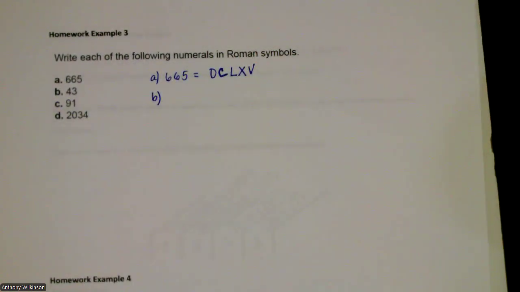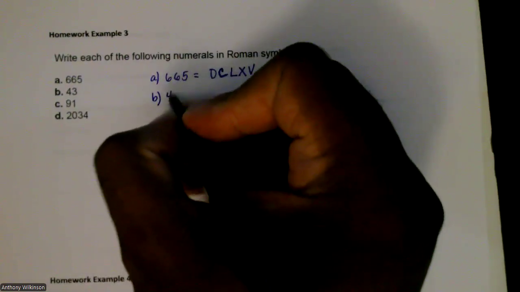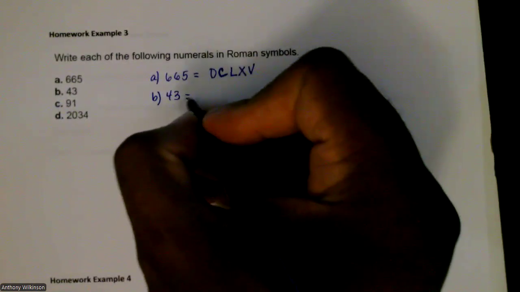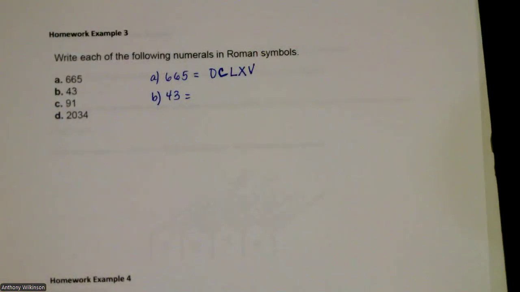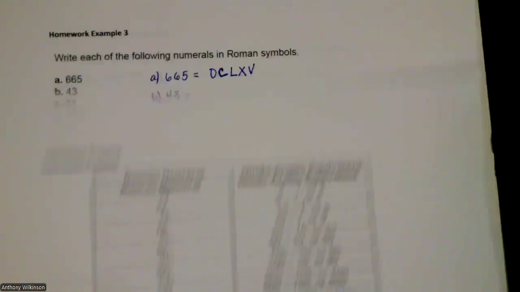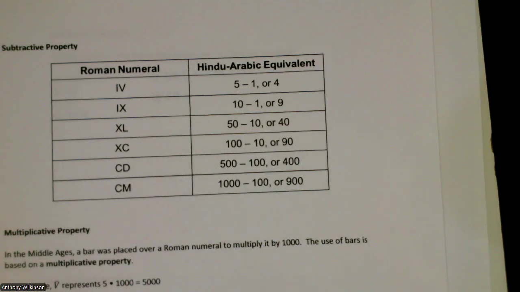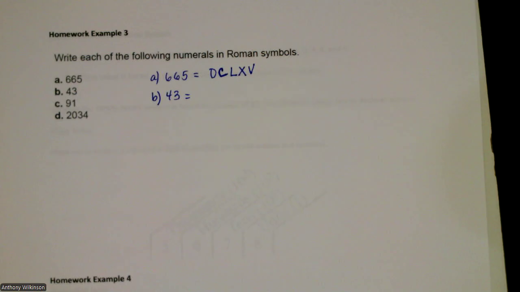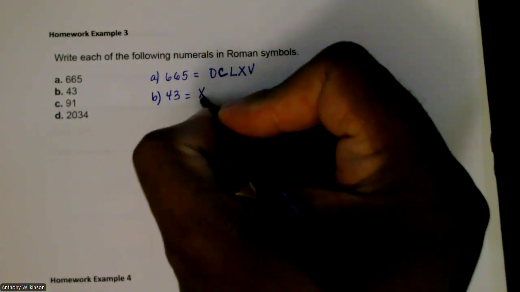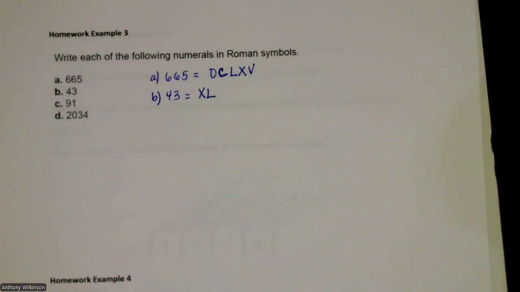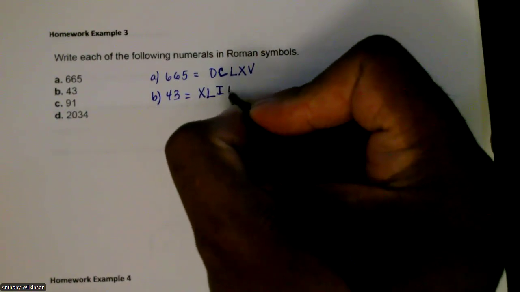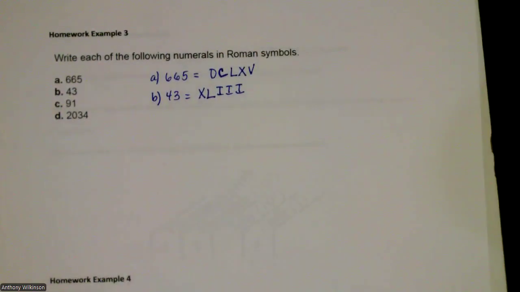Now, part B is 43. All right, so if we go back to that chart that I showed you with the subtractive property, the number 40 is going to be this XL, because 40 is 10 less than 50, so we use XL for that. And for the 3, well, the I is the Roman numeral for 1, so we need 3 I's here. I, I, and I. So XLIII represents the Roman numeral for 43.